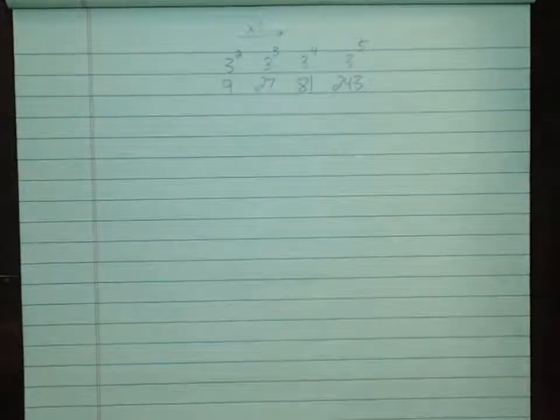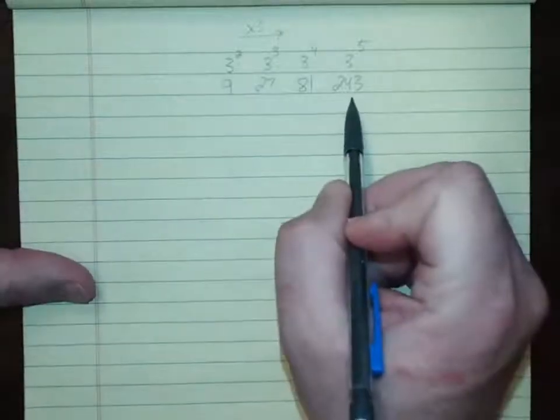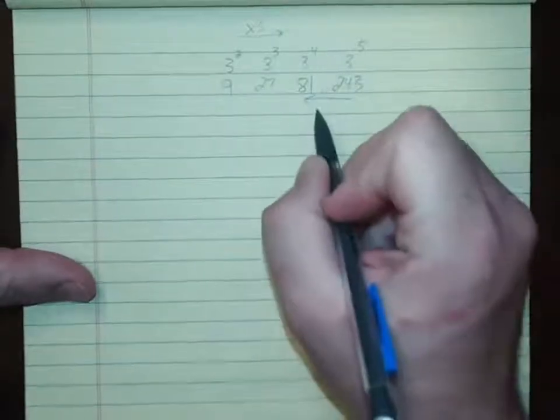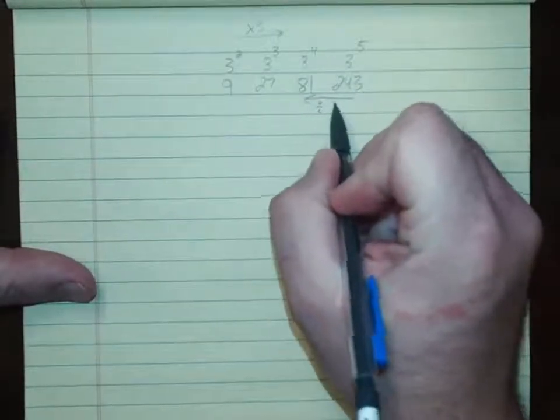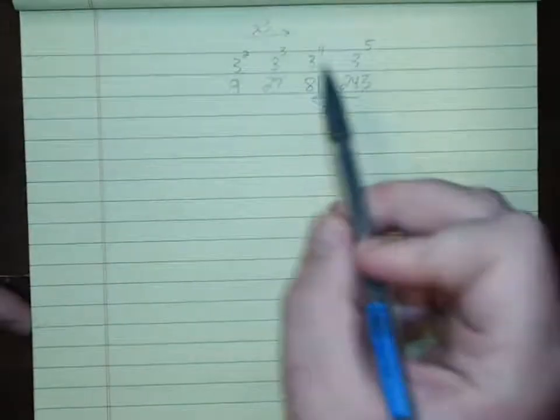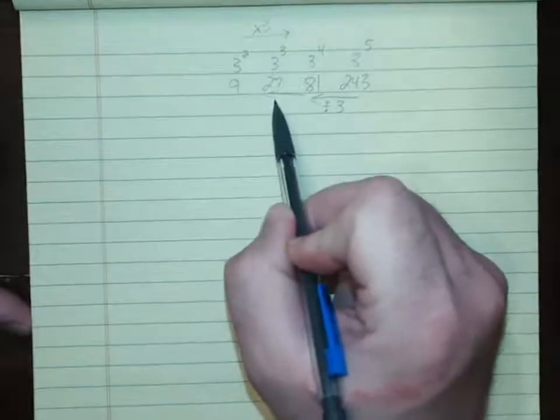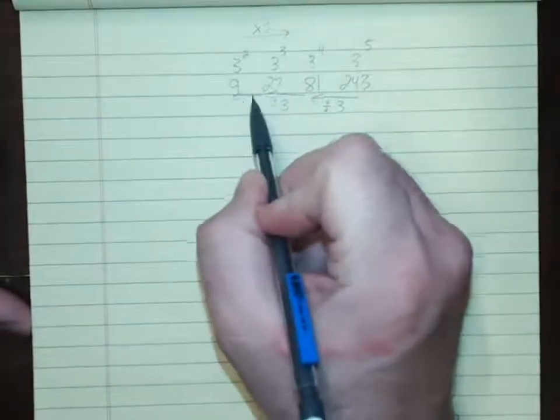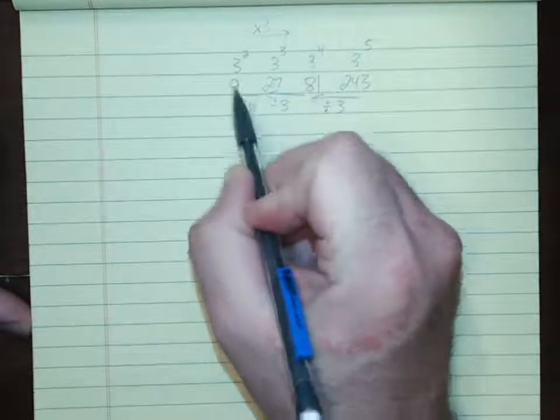The opposite of multiplication, though, is division. So if you start to work to the left, what you are doing is dividing by 3. So 243 divided by 3 is 81. 81 divided by 3 is 27, and so forth. 27 divided by 3 gives me 9.